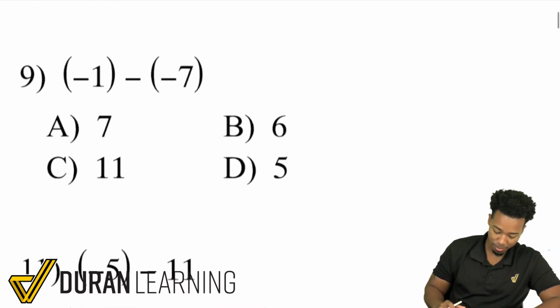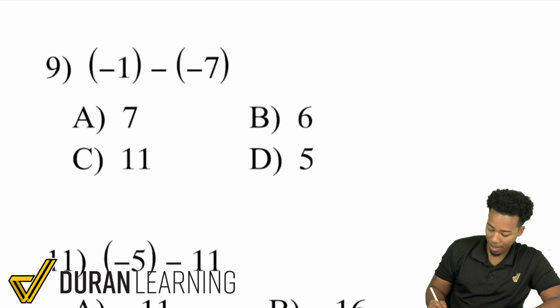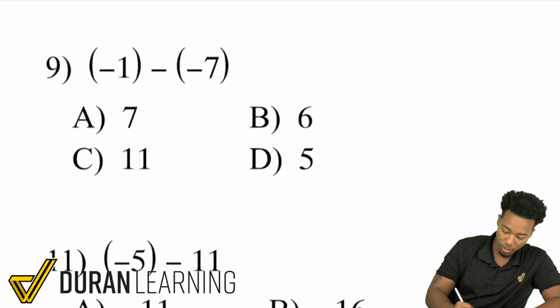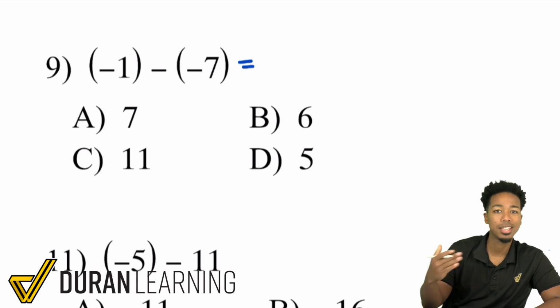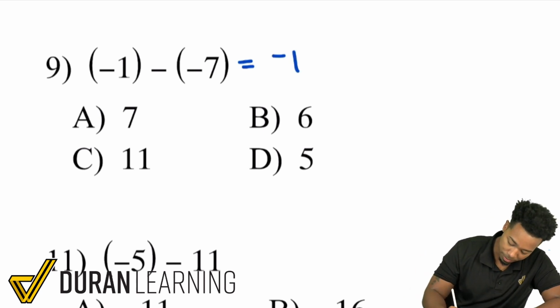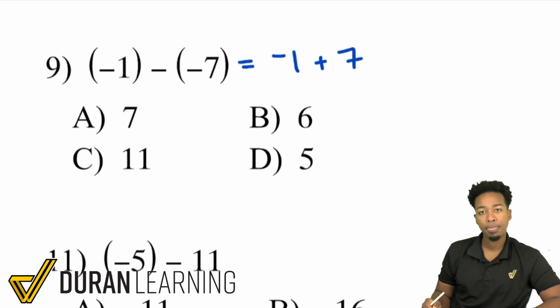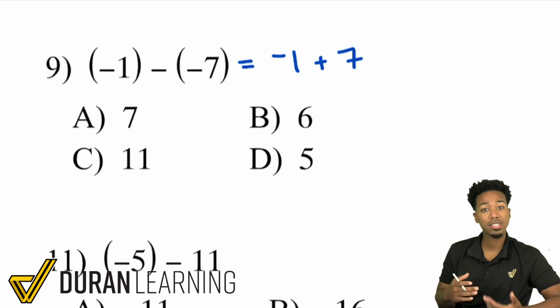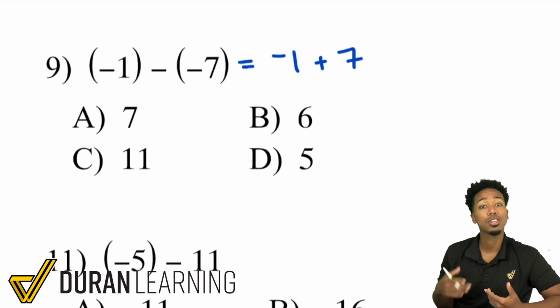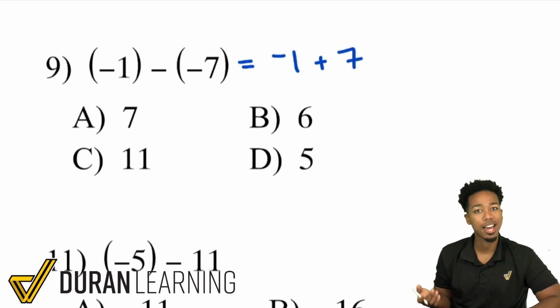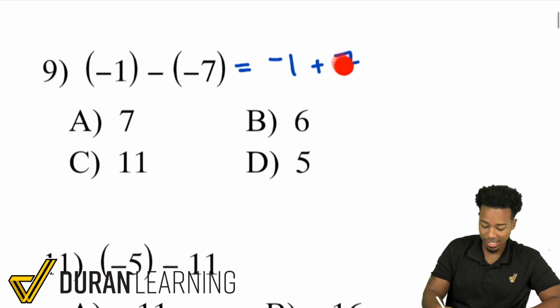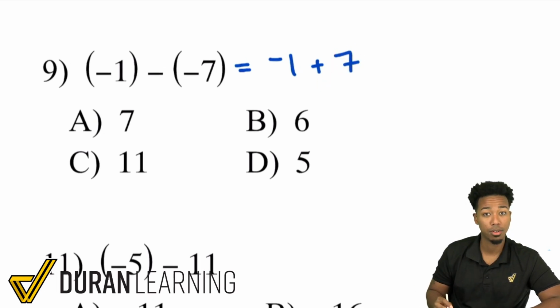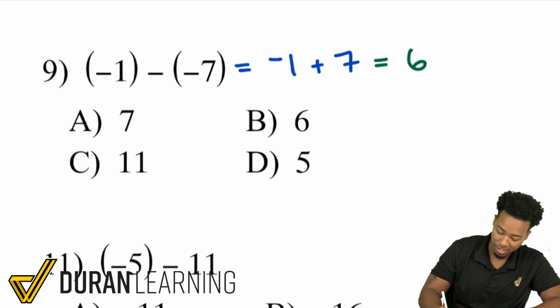Let's take a look at number 9 here. Negative 1 minus negative 7. Whenever you have a minus negative, just go ahead and turn that into a positive. A double negative is a positive. So we have negative 1 plus 7. And so what's going on here is you have a negative and a positive being added. So you're going to take the difference and keep the sign of the bigger number. In this case, the 7 is the bigger number, so that's going to be a positive result. So 7 minus 1 is 6, and so your answer is positive 6.